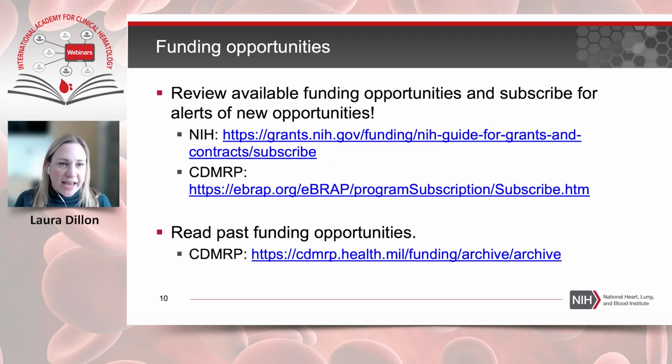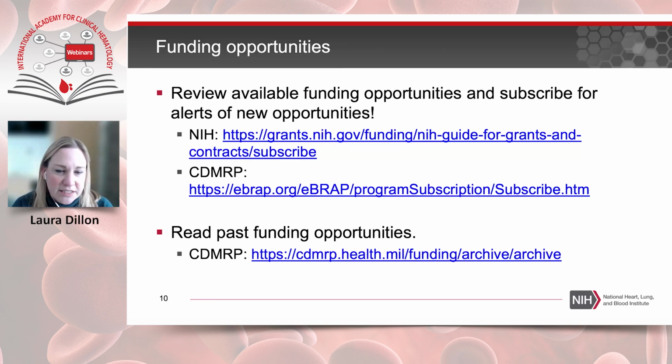Once you have the funding categories, then you will look for the individual funding opportunities. These are the actual grants that you're applying to, and they will roll out throughout the year. The first thing you need to do is review available funding opportunities, and you can actually subscribe for alerts on new opportunities. This will really help you plan well ahead, because new opportunities are constantly rolling out. I'm including links here for subscribing to funding opportunity alerts from the NIH and CDMRP.